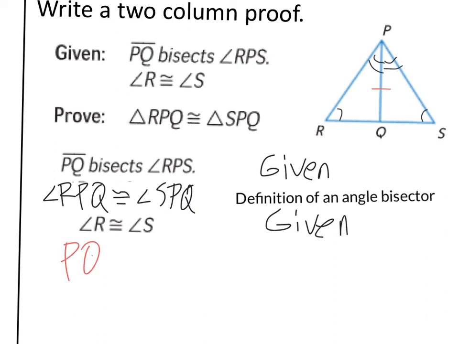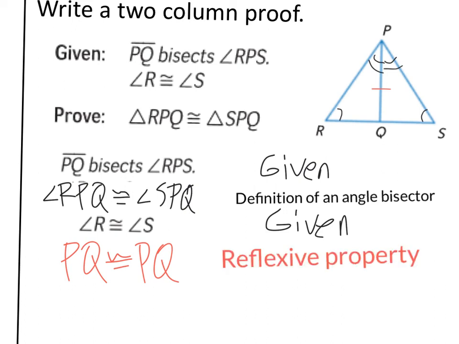Because that's what it is. It's PQ on both triangles. Our triangle RPQ and triangle SPQ both have side length PQ, or segment PQ, I should say. So you write PQ is congruent to PQ. Anytime something's congruent to itself, that is the reflexive property of equality, which I believe for a triangle is called the reflexive property of triangle congruency. So just write reflexive property.